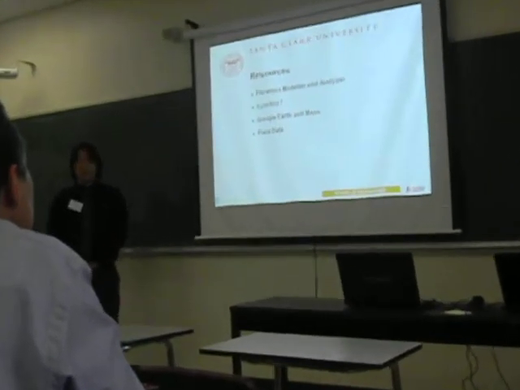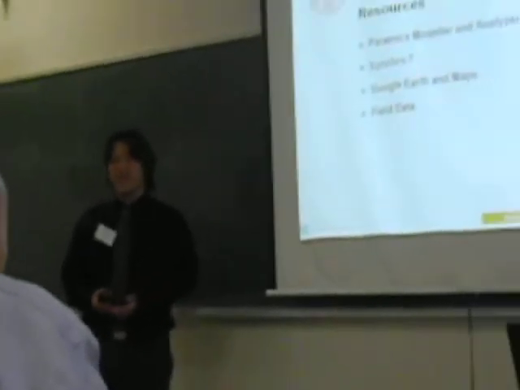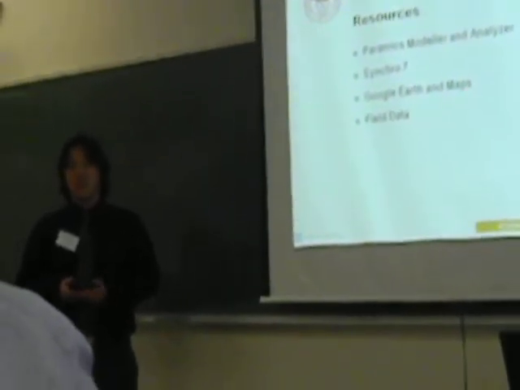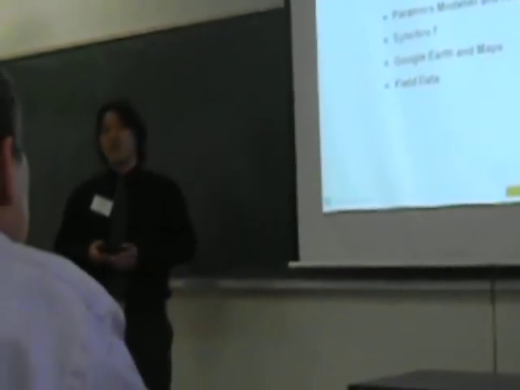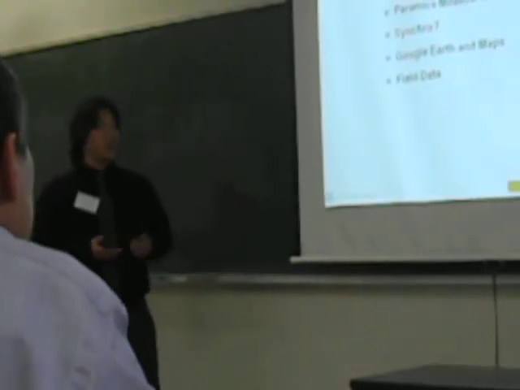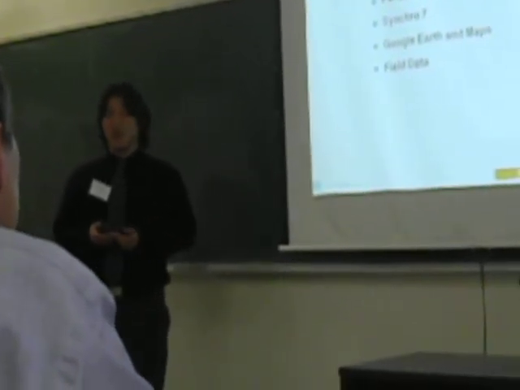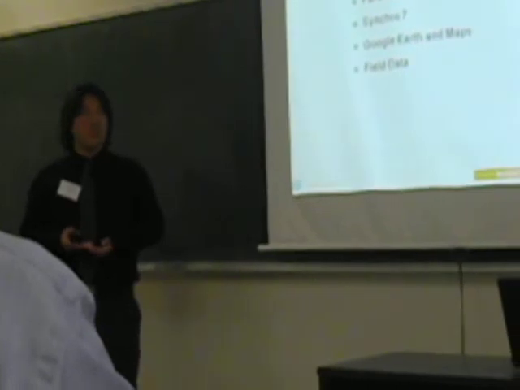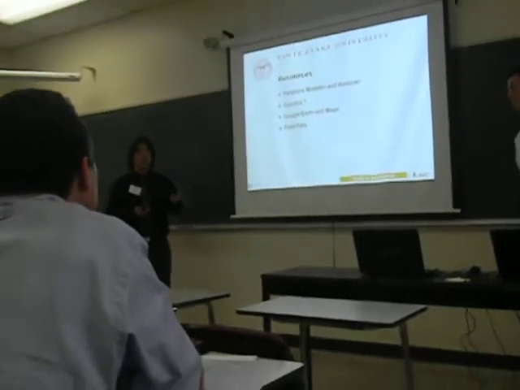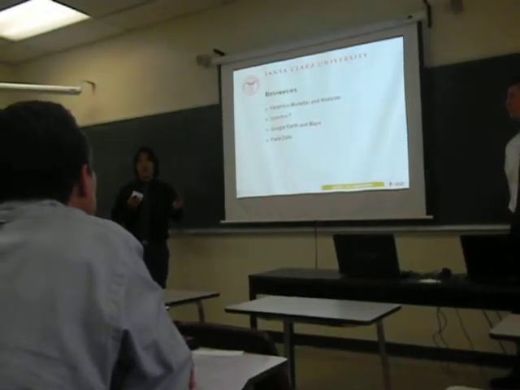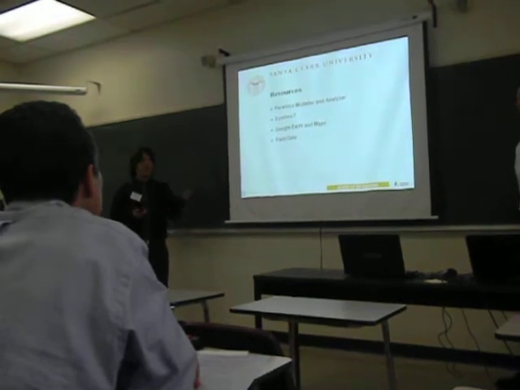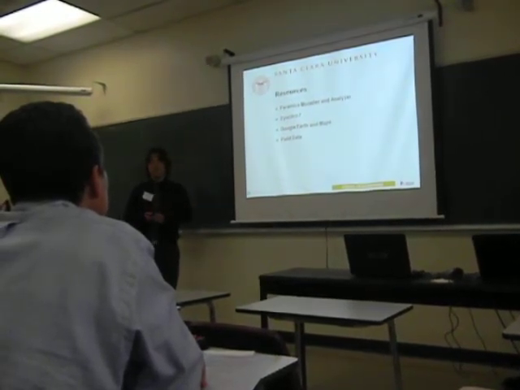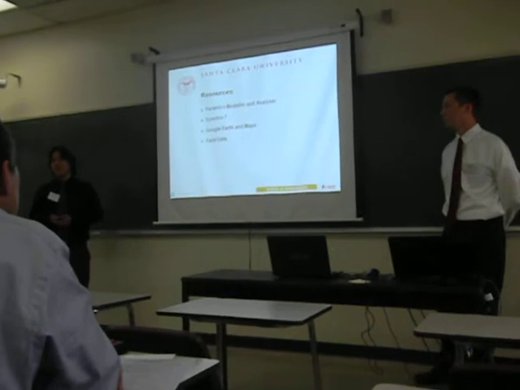So some of the resources we used, aside from Paramics Modeler, as I stated earlier, we also used Paramics Analyzer, which helped us quantify the information we obtained and helped us develop our charts and graphs. We used Synchro 7 primarily for our signal timing as well as signal retiming. And as Jake said earlier, we used Google Earth and Maps to help create the accurate geometry of our system. And once again, we used field data to obtain the signal timing plans that we were not able to obtain from the city.